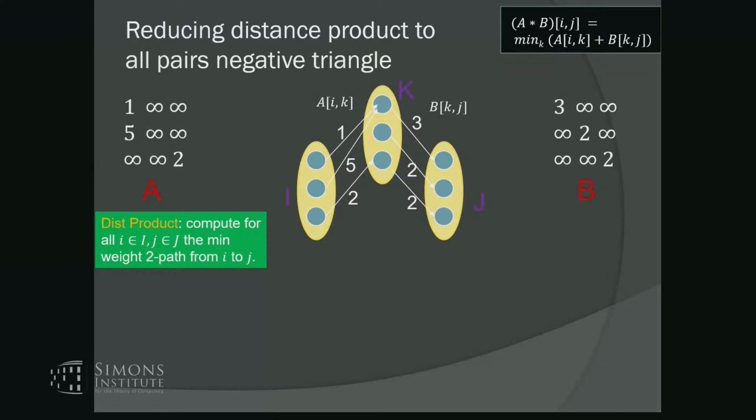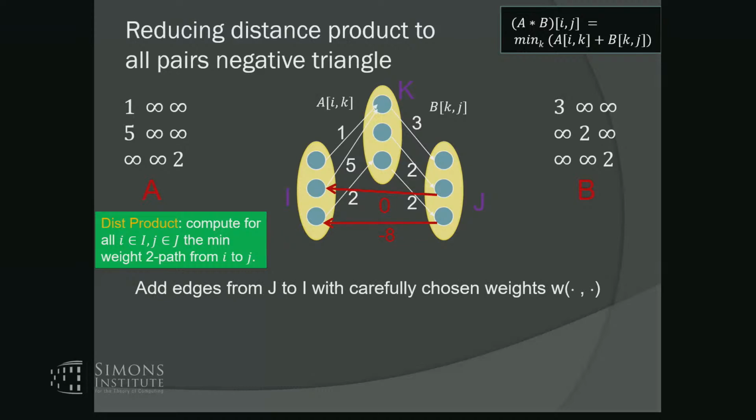Okay, so now what we would like to show is that if you can solve all pairs negative triangle, then you can solve distance product. And to do that, we need to add some more edges to the graph. In particular, we need to add some edges of negative weight. So we're going to add some edges in this direction to form some triangles here. These edges are going to have carefully chosen weights. You'll notice that I'm adding an edge in this direction. It has weight -8, and you can see that there's a path of 2 and 2. So this is a negative triangle.